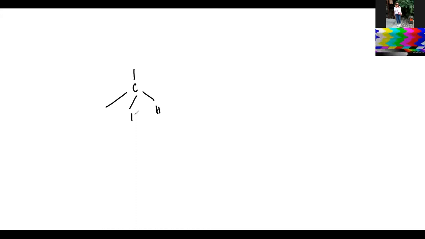CHHHH. We know that this is a polar molecule or a non-polar molecule?